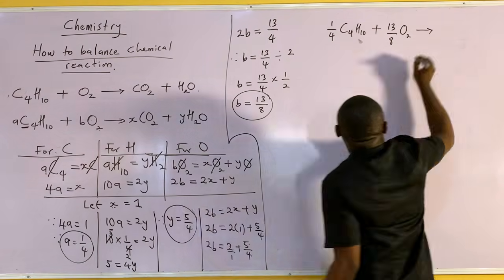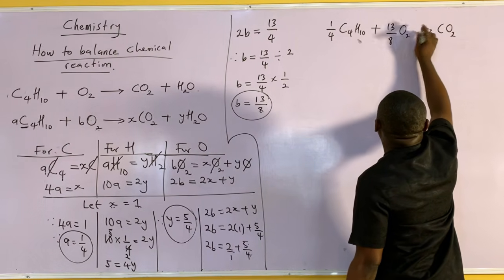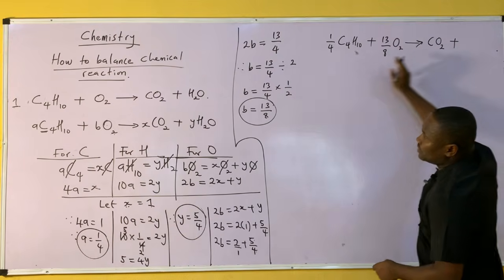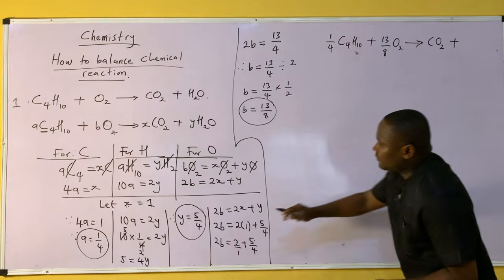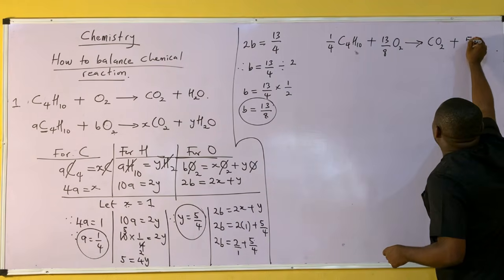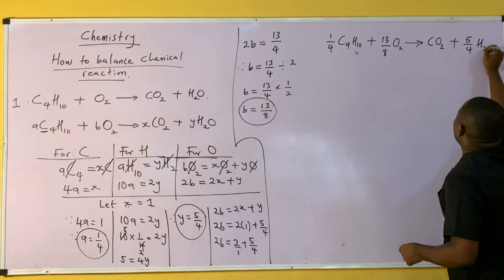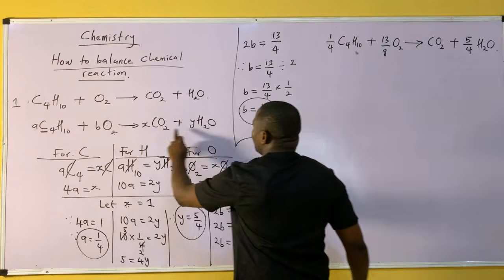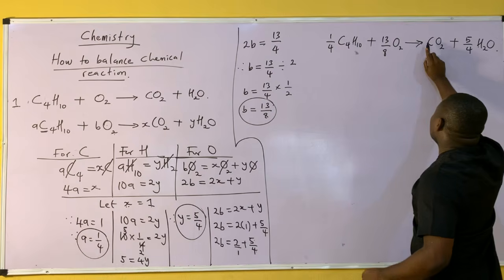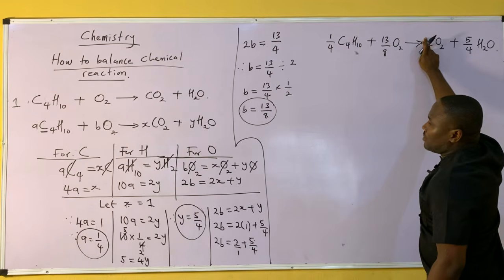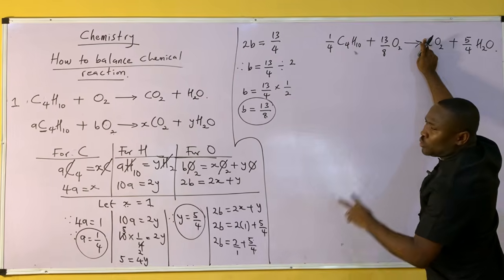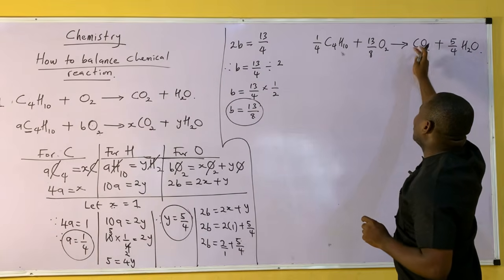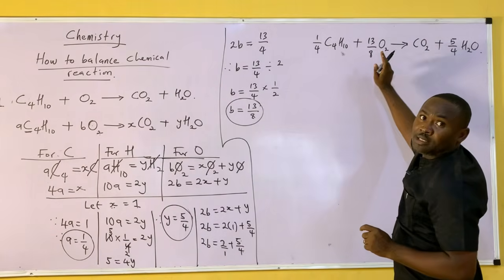x is 1. It's just CO2, that's 1. The 1 is here, plus we have the last part, which is y. y is 5 over 4, so it becomes 5 over 4 H2O. Now you could see that each and every one of the unknowns has a coefficient. Now this place is 1. Remember we said let x equals 1. We took one of the unknowns as 1, and that is x. So this is the one we took. There's no need to write 1 here.